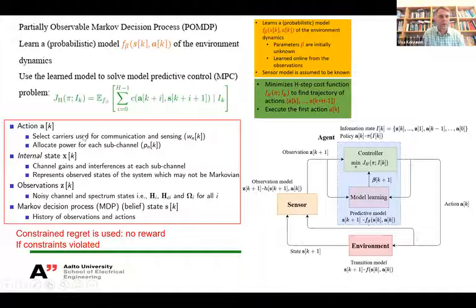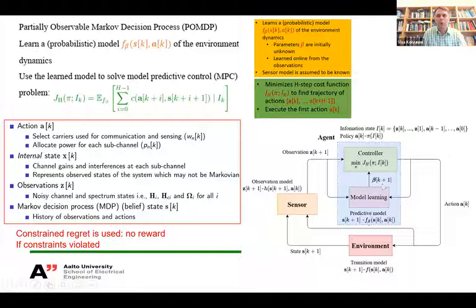The action space here is that we select the subcarriers, both for communication and sensing, and allocate powers to these subcarriers. The internal state of the system is described through channel gains and interferences in each sub-channel. The observations are our noisy observations of both the channel and spectrum states, and we also get some of that information through feedback. The feedback is always subject to error, quantization, or delay, so it may be slightly incorrect.